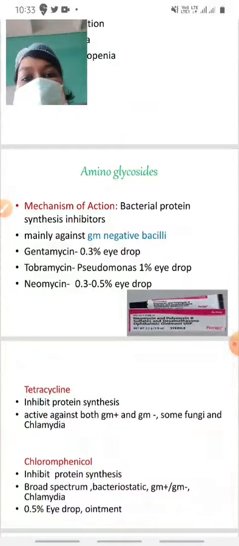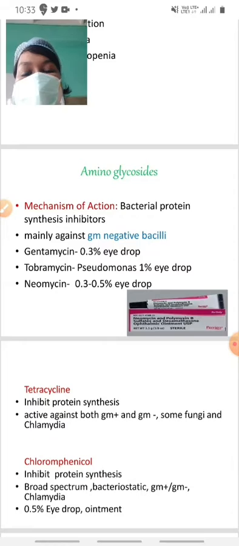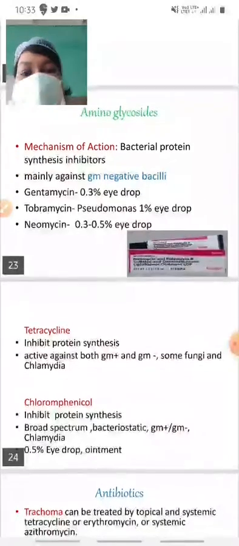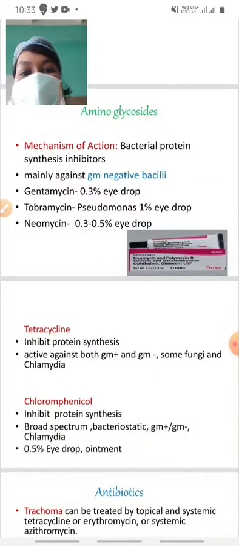Next is the aminoglycoside group. So they act by preventing the protein synthesis of the bacteria, and they are mainly active against the gram negative bacilli. So we use tobramycin for Pseudomonas, gentamicin 0.3% eye drop. These percentages are important, you should remember this, and neomycin 0.3 to 0.5% eye drop.